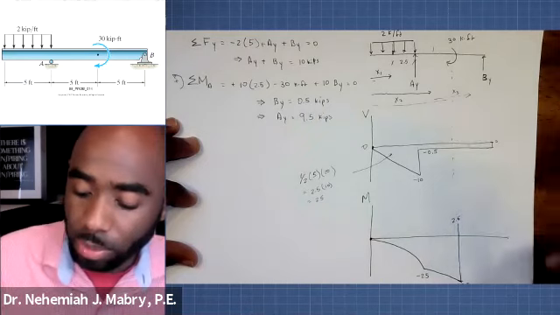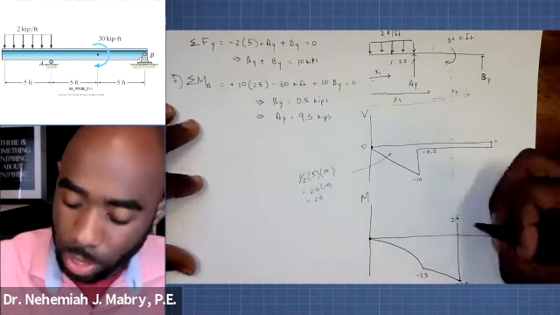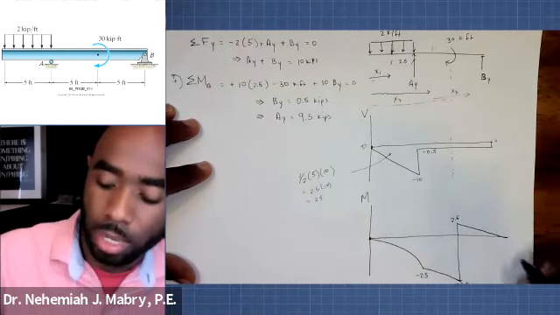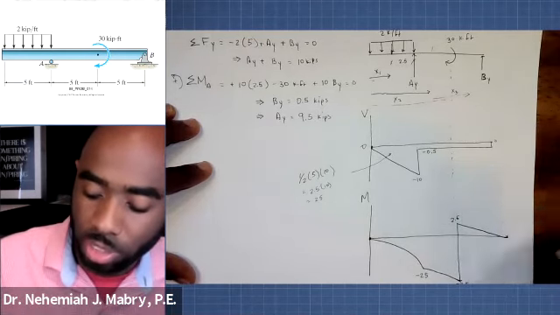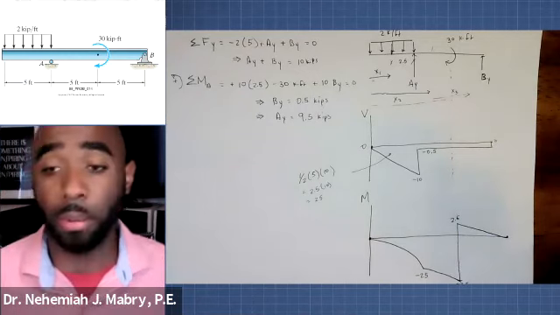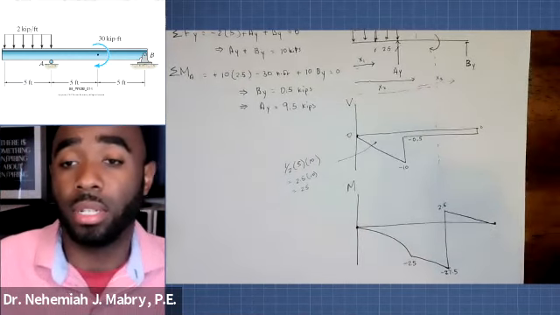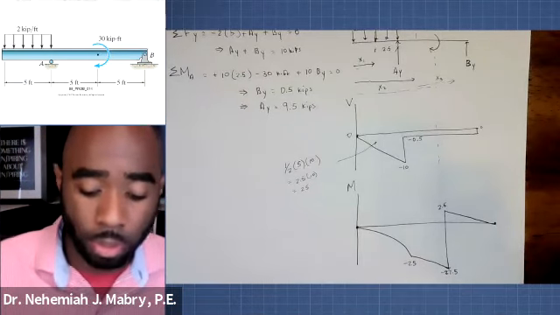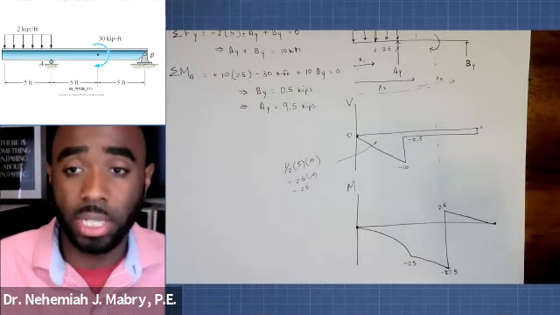And then the rest is just a rectangle. So it's a rectangle in the moment diagram, which means it's going to be just a triangle and a rectangle in the shear diagram. So it's just going to be a triangle in the moment diagram. And that concludes how we draw our shear and moment diagram for problem 614.